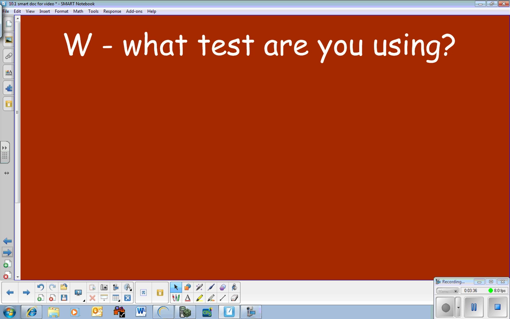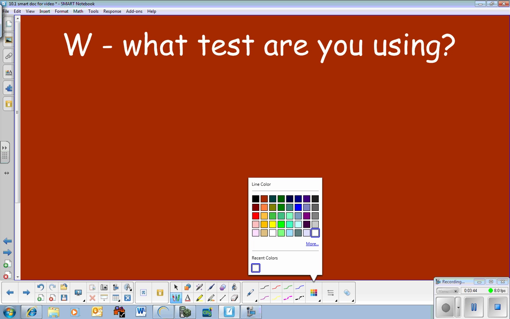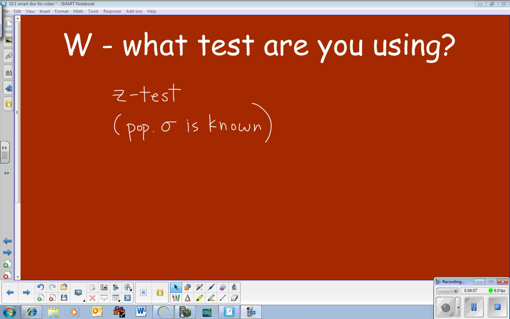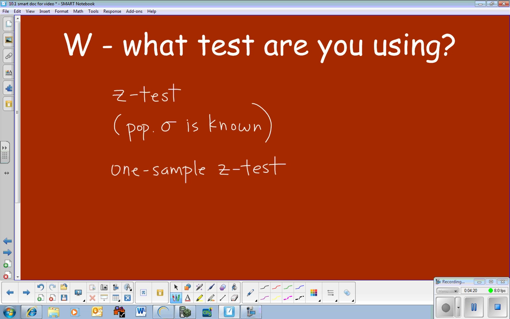The W in WHAPS is what test you are using. We're going to do a bunch of different tests. What we're doing right now is a z-test. Just like a z-interval, we're using a z-test because the population standard deviation is known. I guess I needed to write pop because sigma implies population standard deviation, but that's known. This test could also be known, to be more specific, as a one sample z-test. Because what I'm testing is I'm going to record the mean for my sample, and I'm going to see how unlikely it would be, assuming that the claim is true or the hypothesis is true. This is a one sample z-test, another name for it.